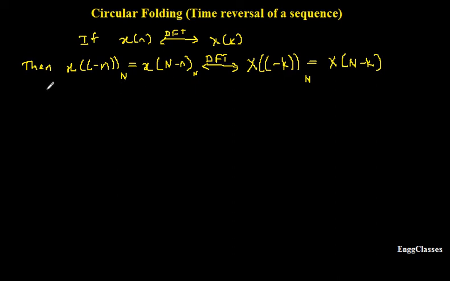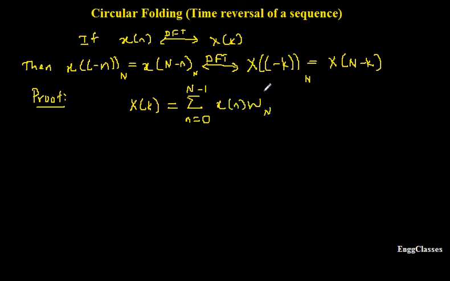Now I need to consider the proof. So let me prove the same thing. To start with, I'll consider the definition of X of k. What is X of k? It is very well known, which is the DFT of x of n, equal to summation n equal to 0 to N minus 1 of x of n W_N to the power k n. So this is the definition.